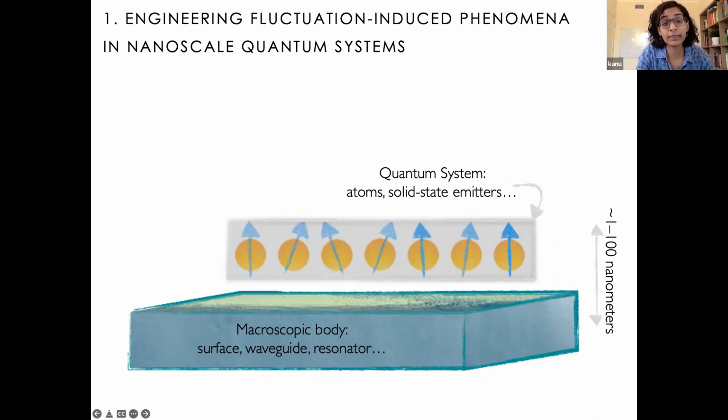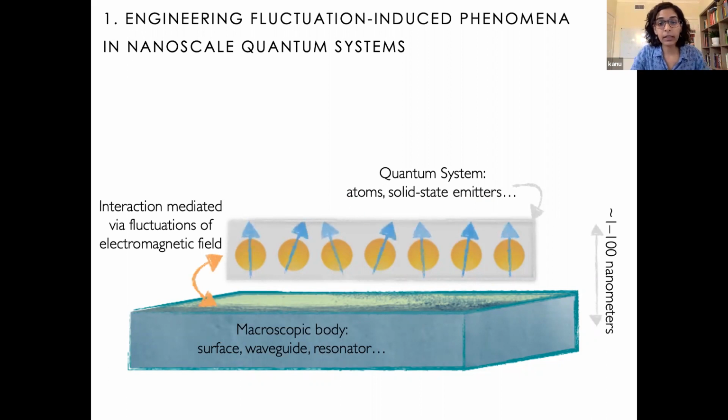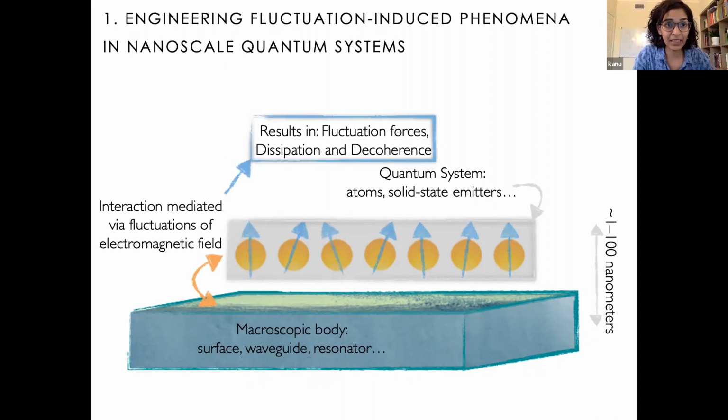So here, for example, is our quantum system of interest, which could be, let's say, a collection of atoms or solid-state emitters at a distance of a few hundreds of nanometers from a surface of a waveguide or a resonator or photonic crystal. And as these two objects interact via the quantum fluctuations of the electromagnetic field, this interaction results in fluctuation-mediated forces, dissipation, meaning loss of energy from our system of interest, and loss of quantum coherence, which is an important resource for quantum information applications.